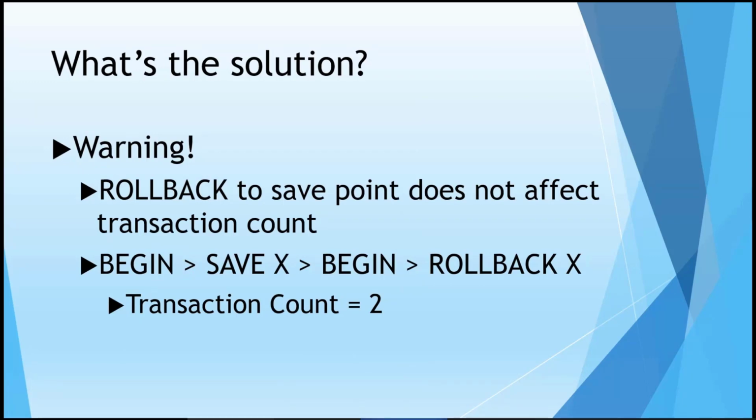If you roll back to a save point, it doesn't affect your transaction count. So if you have a design pattern where you begin a transaction, then create a save point, begin a second transaction, and roll back to that save point, it doesn't roll back that second begin. Your transaction count is still going to be 2 at the end of it because you've got your 2 begins. But you just have to be a bit clever there. If that's a design pattern you're using, you need to be aware of it and do something else in your error handling to handle that scenario.